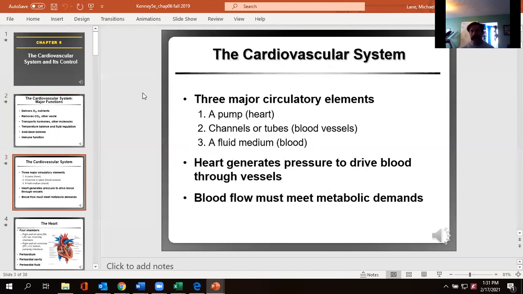So our cardiovascular system is going to come down to three different systems.